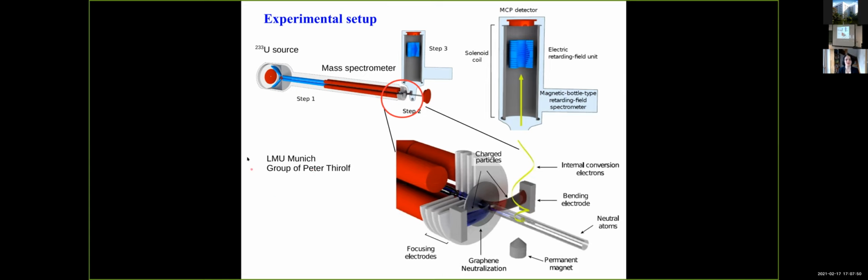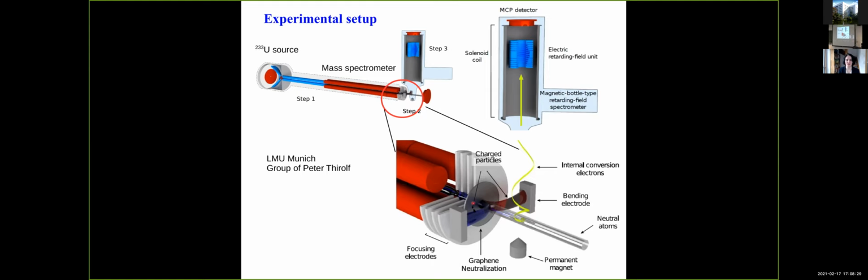And in the group of Peter Thirolf in Munich, they were taking a uranium source, which produces partially thorium in the excited state, in the isomeric state. Then it was mass separating it and keeping here ions of thorium 2+ and thorium 3+. And then here it was kicking these ions out. We just look here at the zoom. And they put inside also a thin film of graphene, which is neutralizing these thoriums. Why? Because you need neutral thorium to be able to have this internal conversion. Thorium 2+ and thorium 3+ cannot kick out any electrons because the energy is not sufficient.